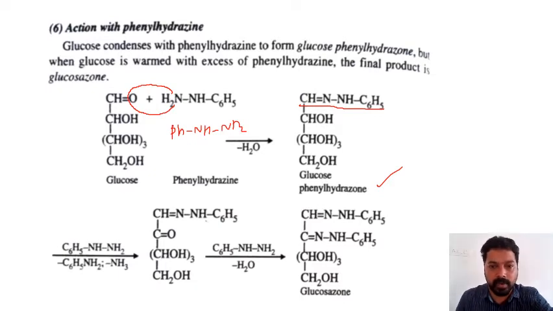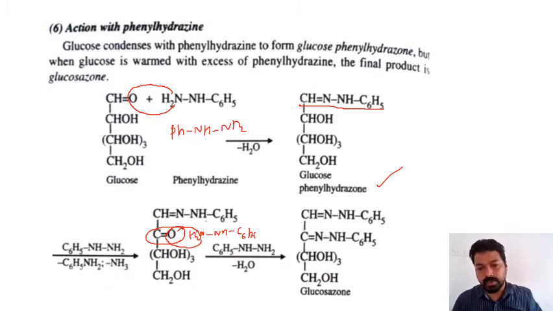Further, on adding more phenylhydrazine, the CHOH is oxidized to a ketonic group, and to this ketonic group you can also add NH2NHC6H5, which also removes an H2O molecule to form glucosazone. The final compound is the osazone. It is a simple osazone test to identify carbohydrates or glucose.